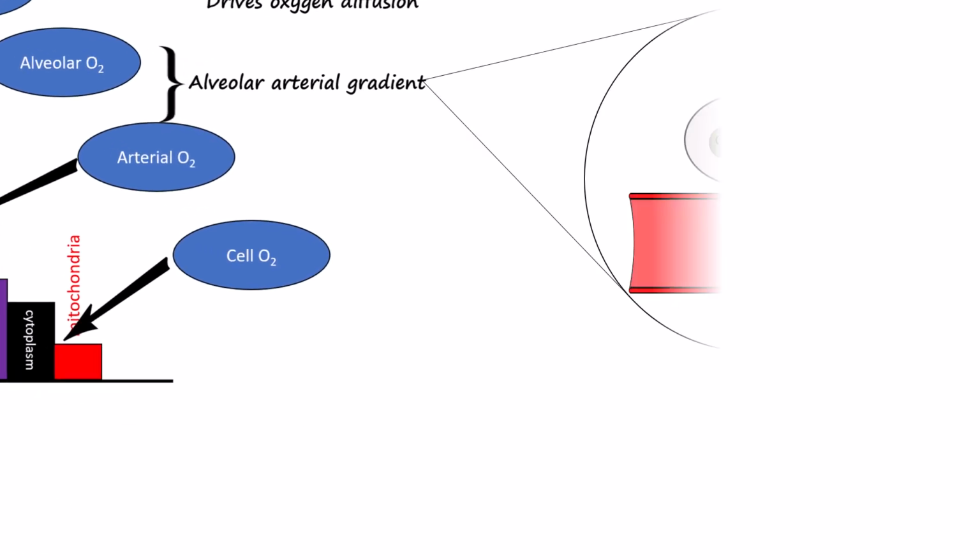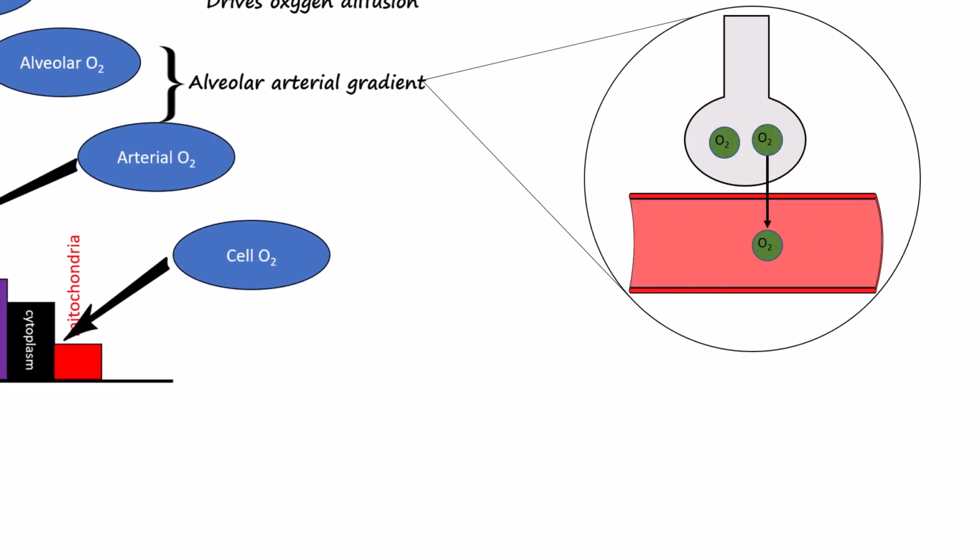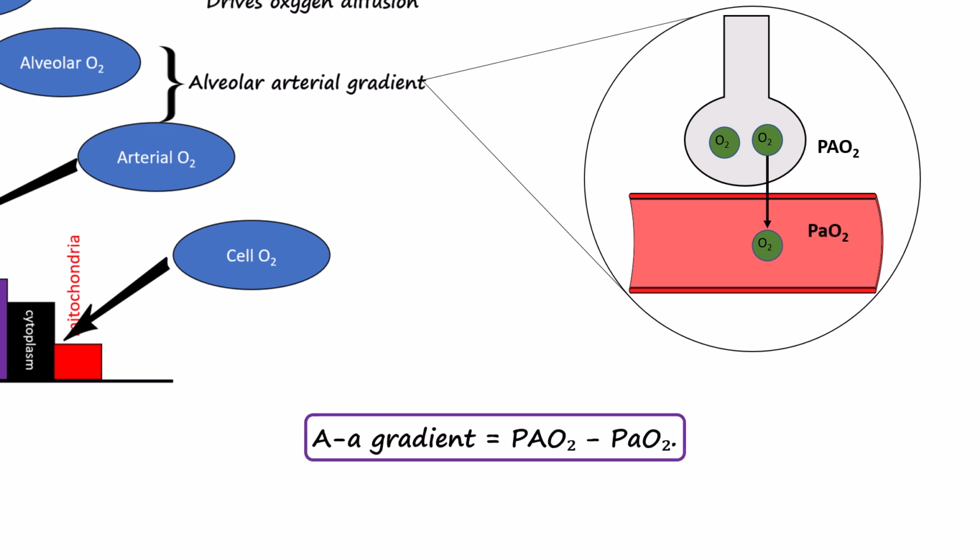So the AA gradient is the difference between the alveolar oxygen partial pressure and the arterial oxygen partial pressure. It is used to assess the efficiency of oxygen transfer from the alveoli to the blood, and helps differentiate the causes of hypoxemia, which we will see later. As we can see, the alveolar arterial gradient is dependent on two variables. PaO2 is a direct parameter measured by the ABG analyzer. We discussed that in our previous video.